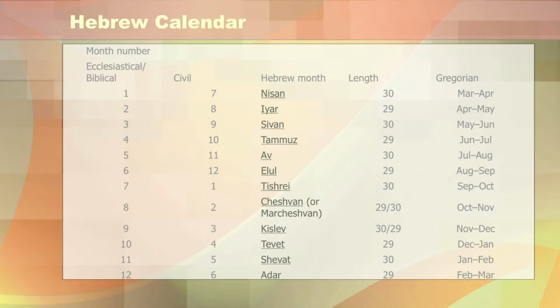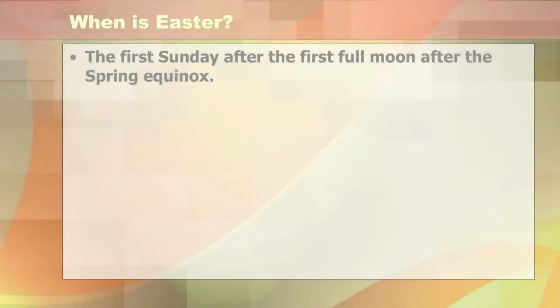So what is this business about a lunar calendar? Well, these months are based on the phases of the moon. So to figure out when we're going to celebrate Easter, we could do this. We just find the first Sunday, because this is the first month of the Hebrew calendar that began on the spring equinox. So the first Sunday after the first full moon after the spring equinox. That is the definition of when Easter is.